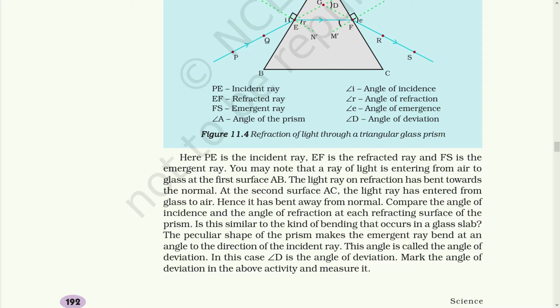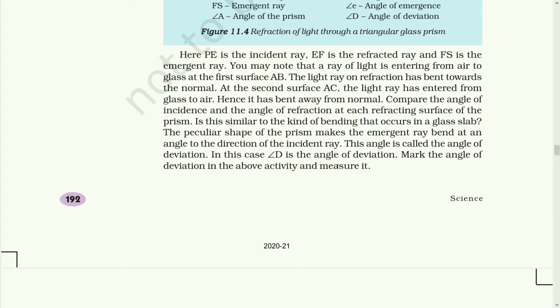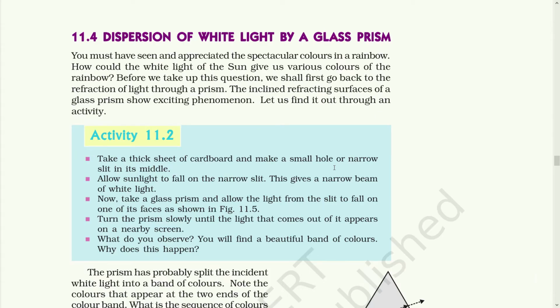The peculiar shape of the prism makes the emergent ray bend at an angle to the direction of the incident ray. This angle is called the angle of deviation. In this case, angle D is the angle of deviation. Mark the angle of deviation in the above activity and measure it. Dispersion of white light by a glass prism.